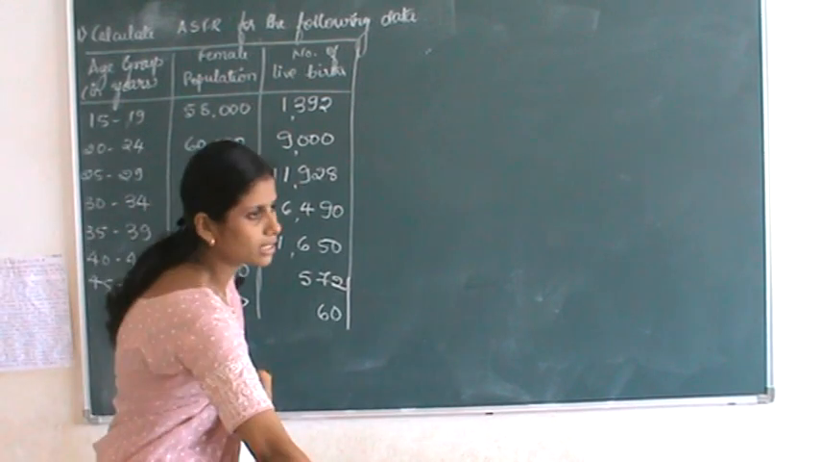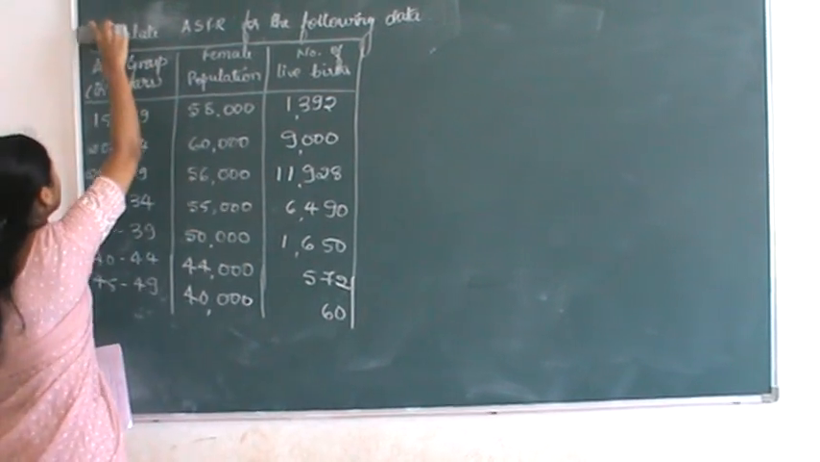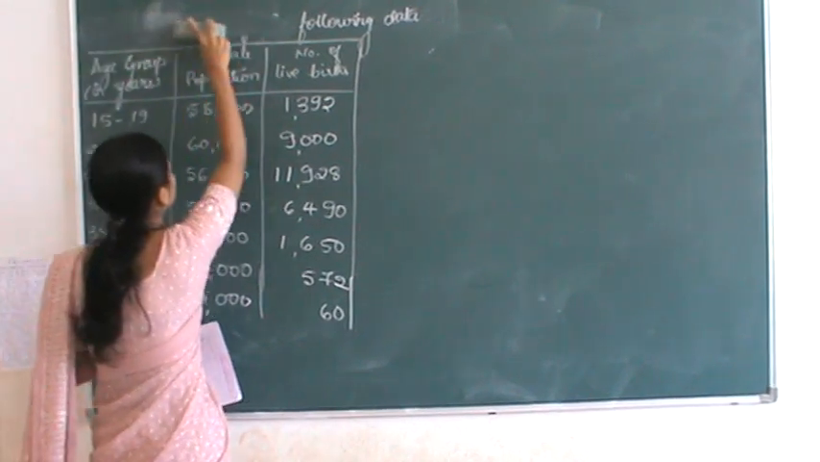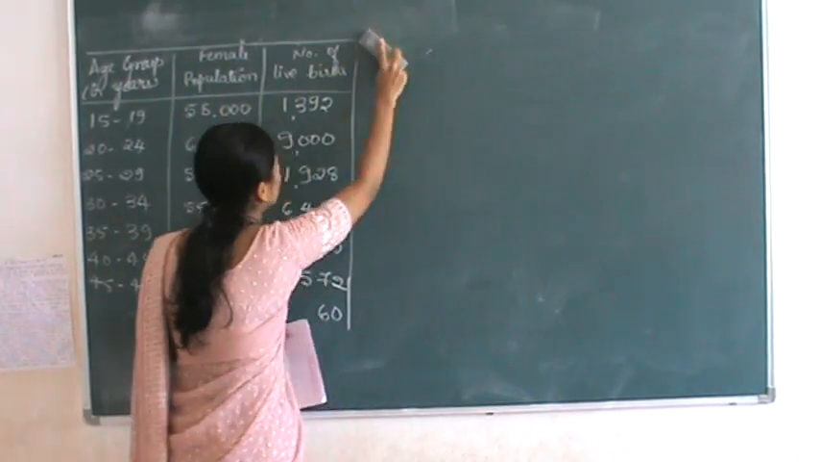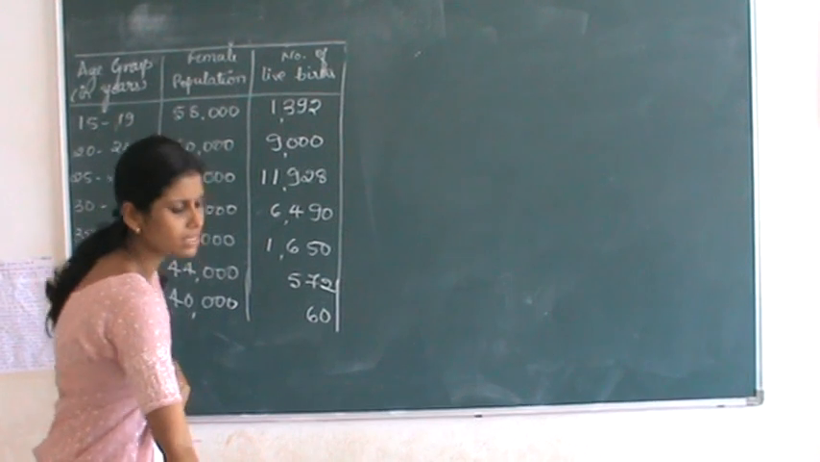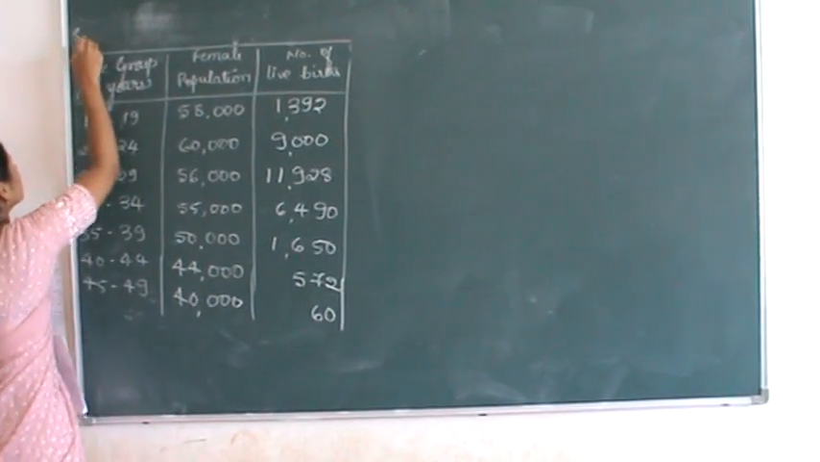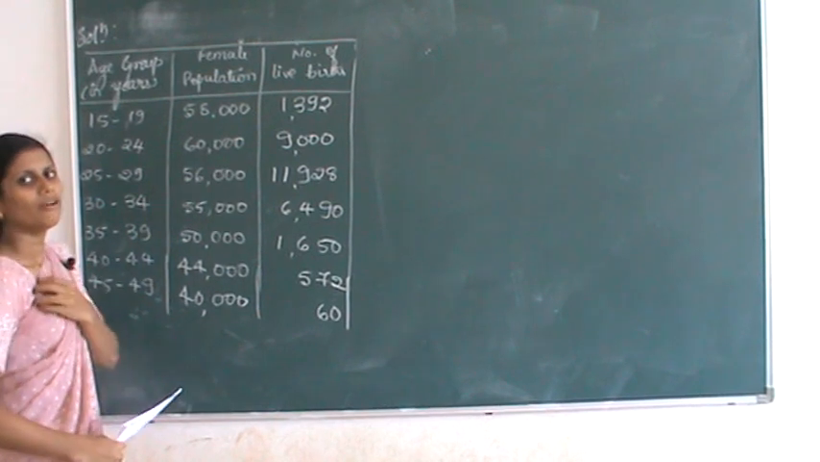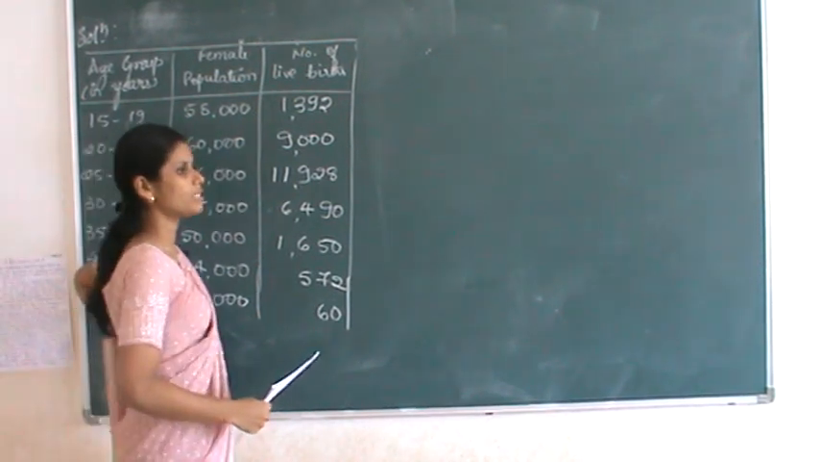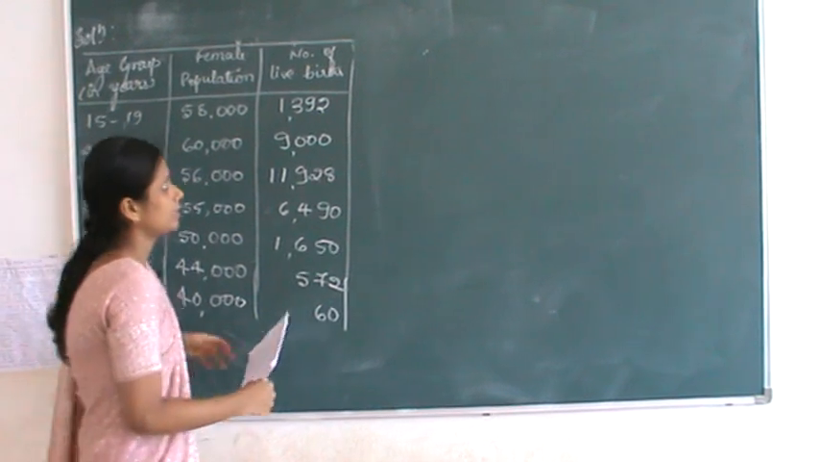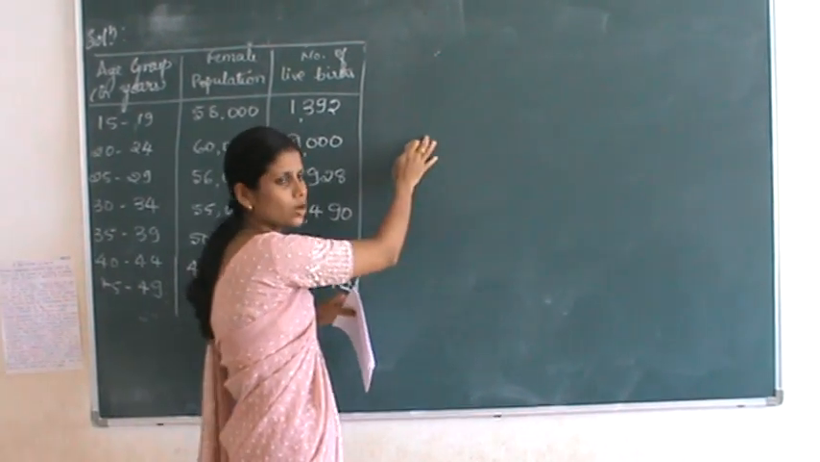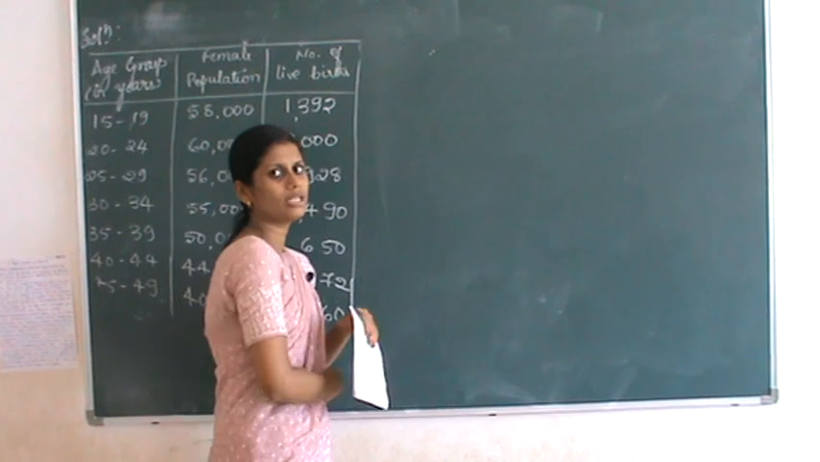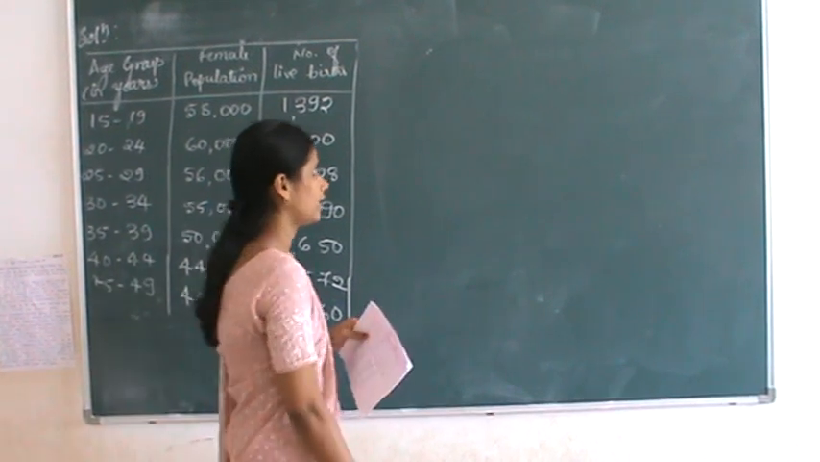Now we will start the solution. What you are going to do is, as you have done in other cases also, first you have to draw the same table as it is in the solution part. In the solution you need the same table. Now we will apply the formula of age specific fertility rate. So leave some space here because you need one more column in the calculation of age specific fertility rate.